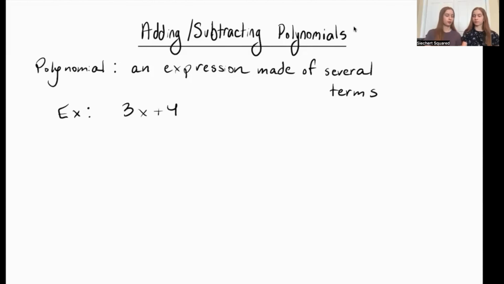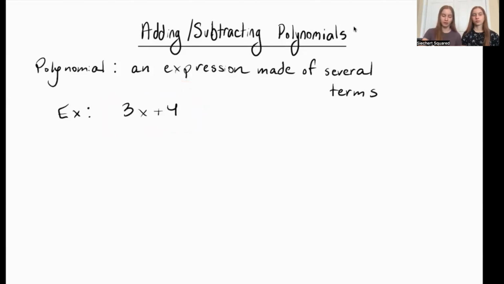I just want to point out that 3x is an individual term. The 4 is also an individual term. Even though it doesn't have a variable, it's still a term on its own. It could be a variable on its own or a number on its own, and it still counts as a term. Once we have that plus, since we're combining several terms together, we now have a polynomial. So this on its own is not a term, it's a polynomial.